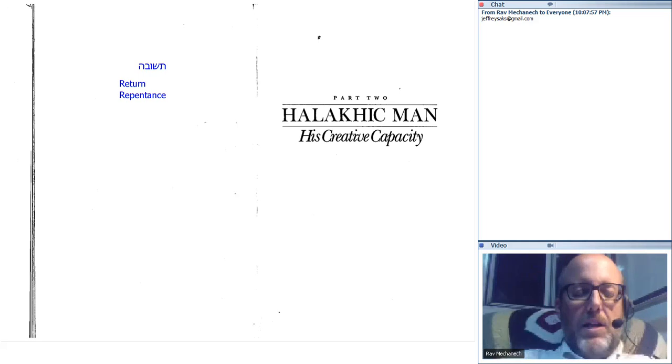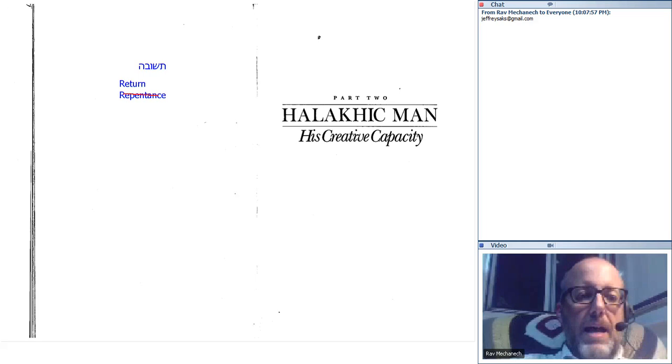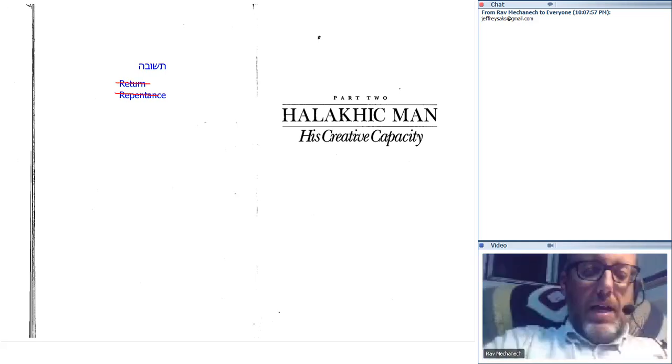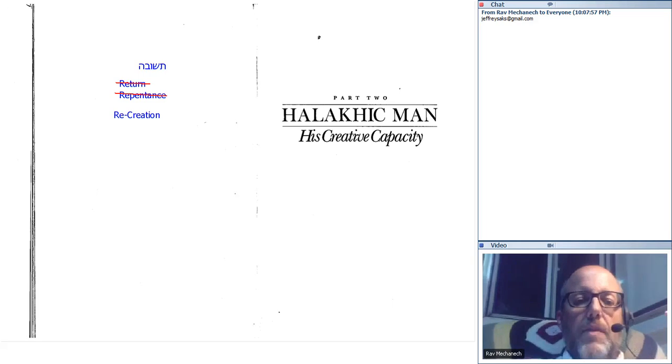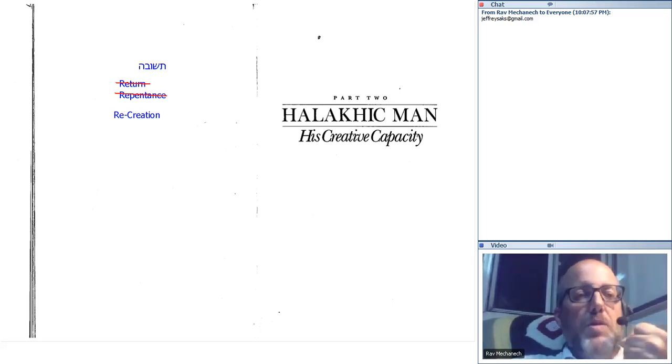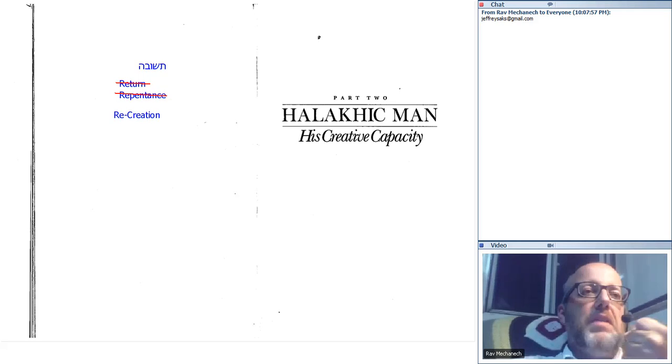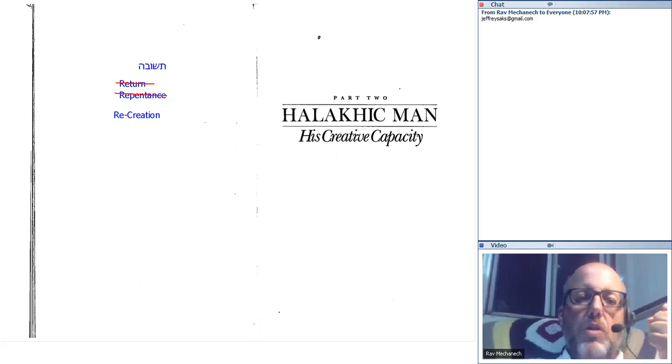even though that's the title of the work, and it's not even properly defined as return, even though that's the literal meaning. But it's more properly defined as recreation. That tshuva is man's ability or woman's ability to recreate him or herself, to redefine vis-a-vis God and vis-a-vis fellow man, to redefine and to recreate your personality and who you are and what your standing in the spiritual world is. Because tshuva is an act of creativity.